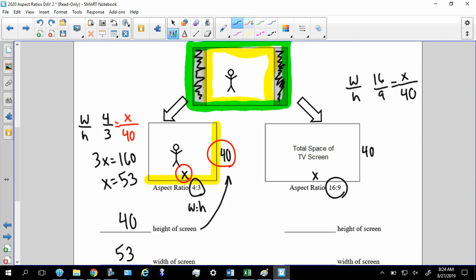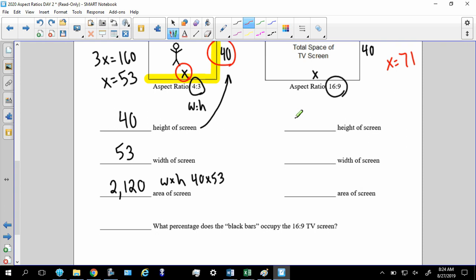You would get 9x is equal to 640. I'm going to divide by 9. X is equal to, round to the nearest whole, 71 inches. So when we start filling this stuff out here, the height of the screen, again, it's 40 because it was given to us. The width of the screen, we found out that it was 71. To find the area of the screen, again, width times height.